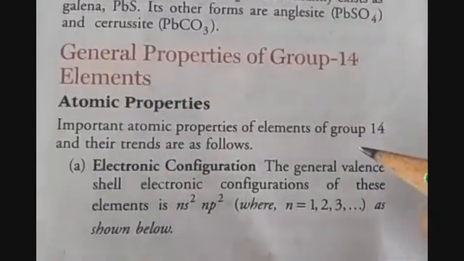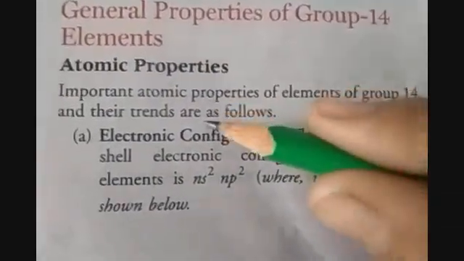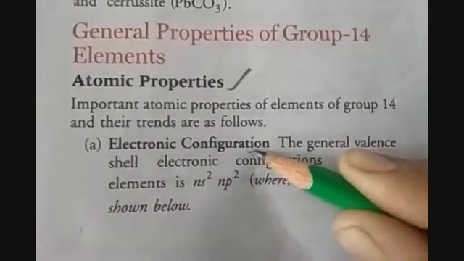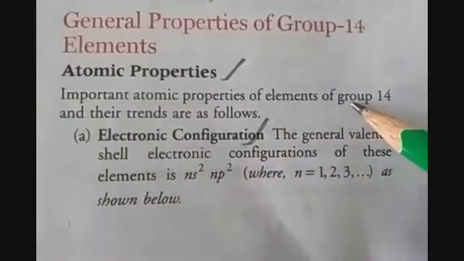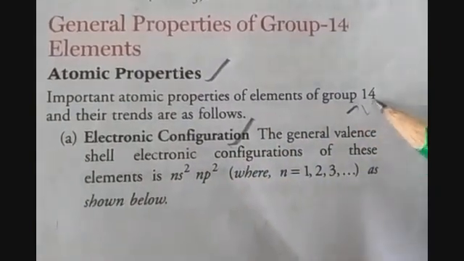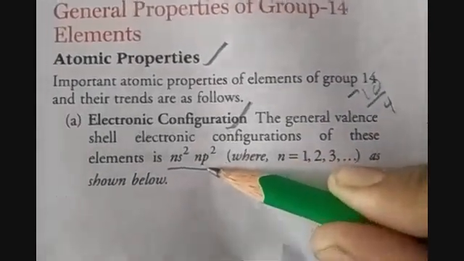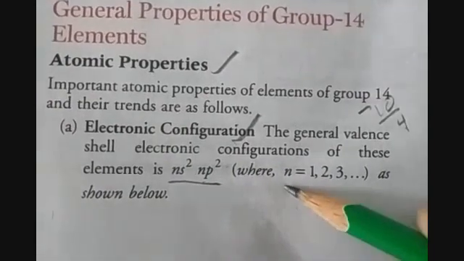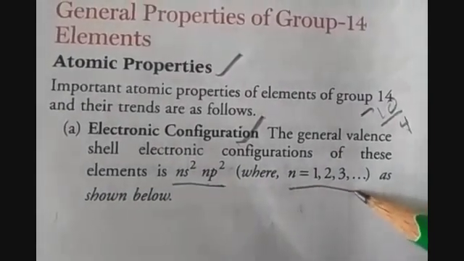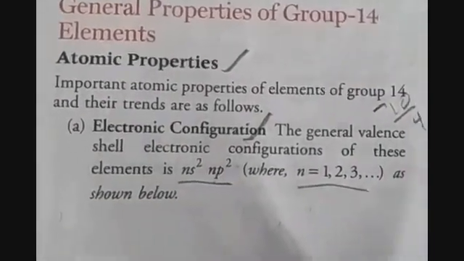Then after this, the general properties of group 14. First, atomic properties and electronic configuration. For group 14, 14 minus 10 means 4, so 4 electrons in the outer shell, ns2 np2. Here n is equal to 1, 2, 3. Okay, so we have to see the electronic configuration.